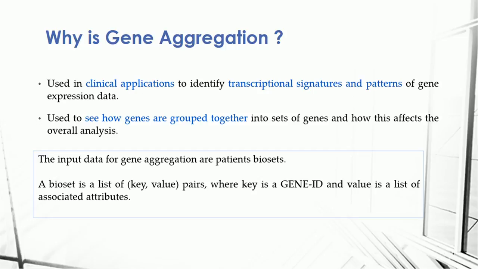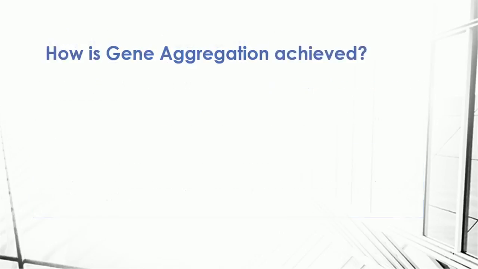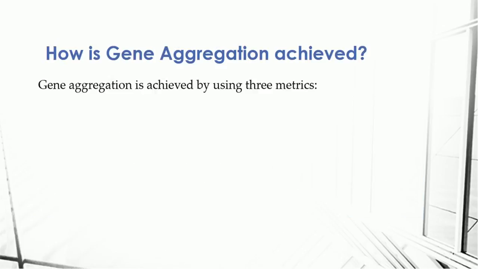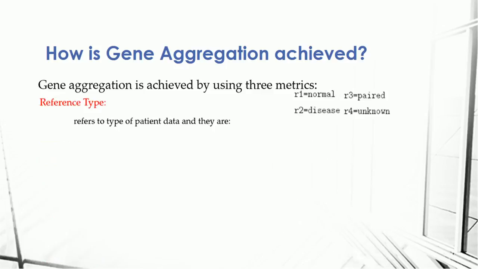The bioset is a list of key value pairs where the key is the gene ID and the value is a list of associated attributes. How is gene aggregation achieved? Gene aggregation is achieved by using three metrics. First, the reference type, which refers to the type of patient data.